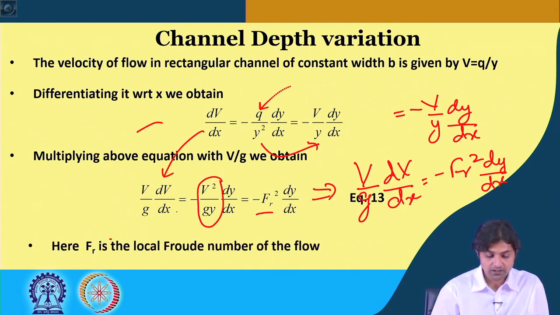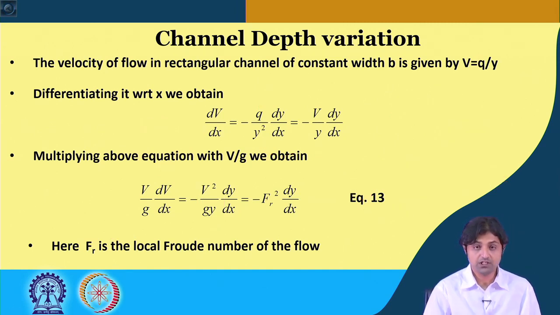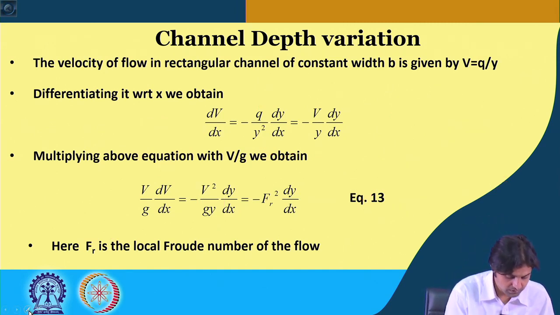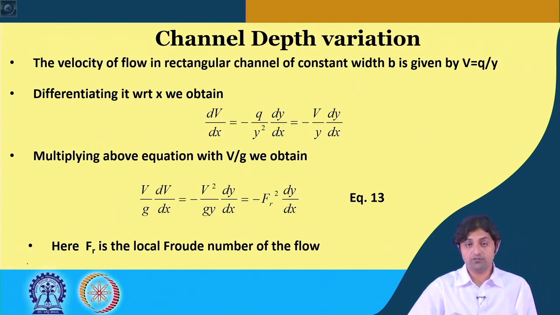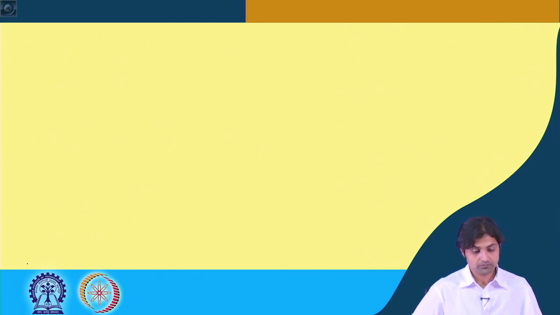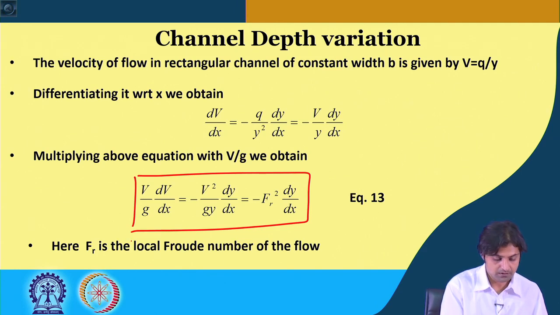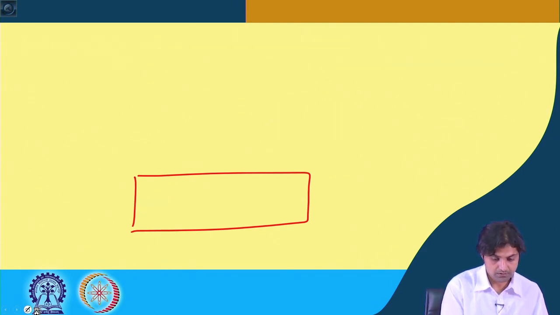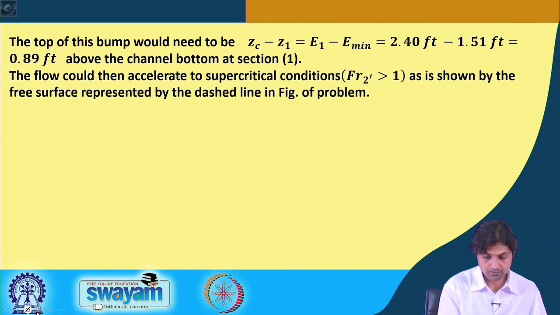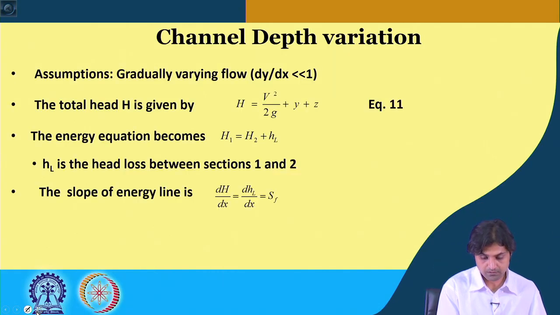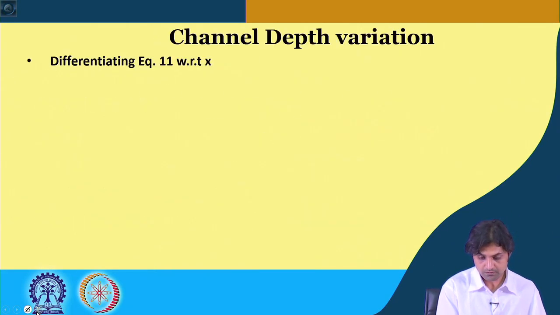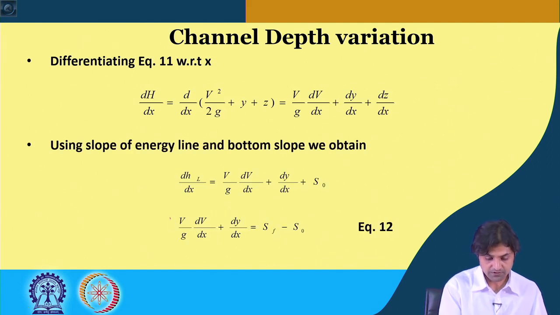Here Fr is the local Froude number of the flow. This is equation number 13, and this is equation number 12.